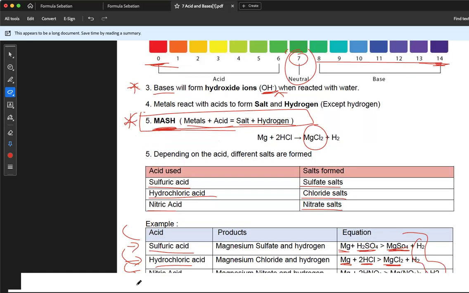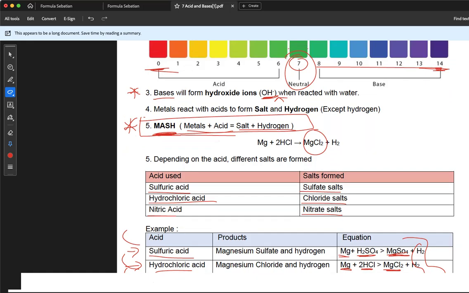Most importantly, I would say is this part here, right? As long as water is not formed, it's not considered neutralization. And that's a quick summary of whatever I forgot to record just now.